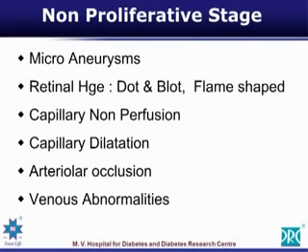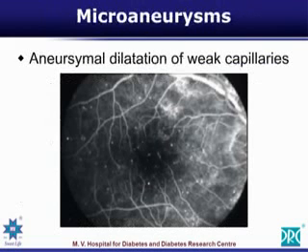Going into detail about the three stages of diabetic retinopathy, the earlier stage, the non-proliferative diabetic stage, the first appearance in the retina will be the microaneurysm. All the other things, the retinal hemorrhages, which can be blot or dot shaped, or flame shaped, capillary non-perfusions, capillary dilatations, arteriolar occlusions and venous abnormalities, are various inbuilt features that we can find in non-proliferative diabetic retinopathy. I will be explaining them now.